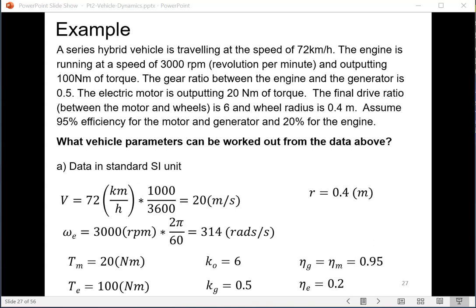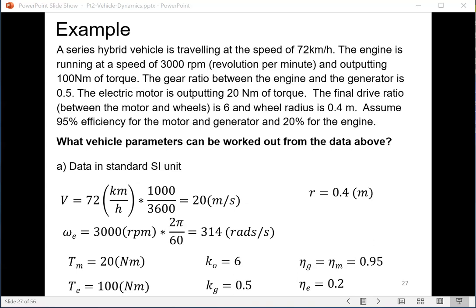Assuming that we know the efficiency factors as well, the motor and the generator both have a 0.95 efficiency factor, or 95%. The engine is much lower. The efficiency factor for the engine is quite low, which is 20%, 0.2, which is probably on the lower end of a typical engine. Engine efficiency is typically around 20 to 30%. It's burning fuel and it doesn't produce much energy, unfortunately.